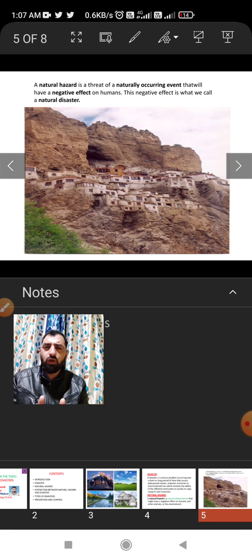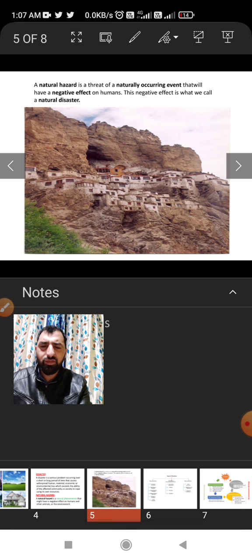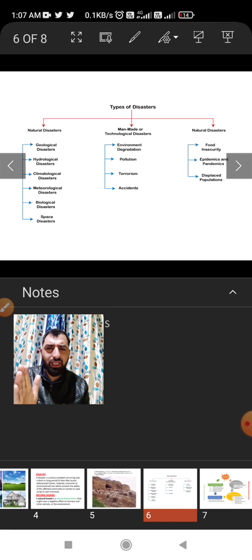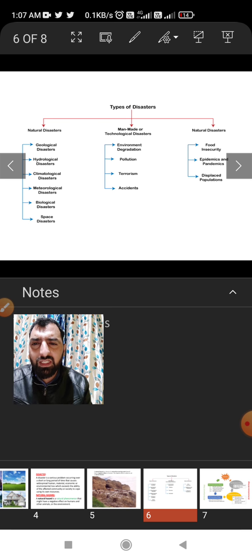So, let's now move on to the types of disasters. Dear students, broadly speaking, there are two types of disasters. One is natural disasters, another one is the man made disasters. Since we are talking more about natural disasters in this lecture, let's have a look on the types of natural disasters. We have geological disasters, we have climatological disasters, meteorological disasters, hydrological disasters, biological disasters, and etc.